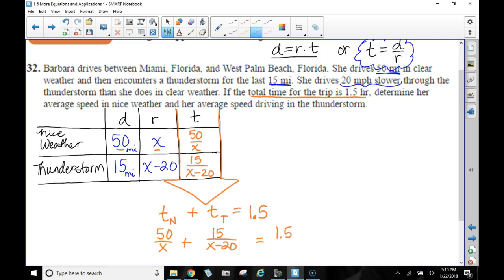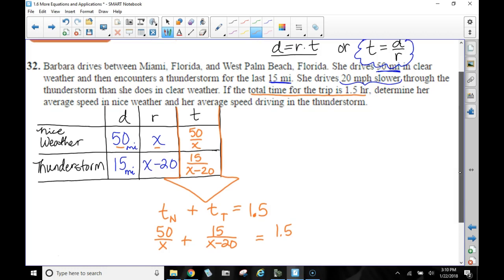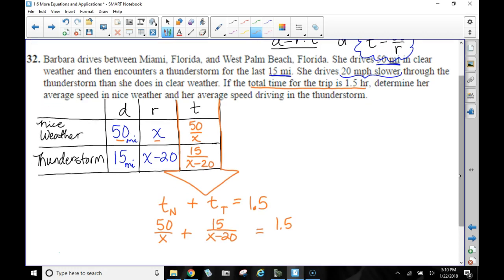Now it's just a matter of solving this equation. Okay? First of all, let me go ahead and say x better not be equal to 0 or 20.